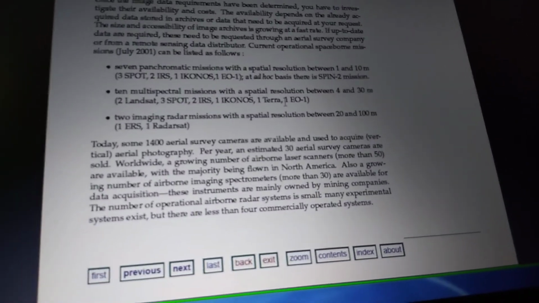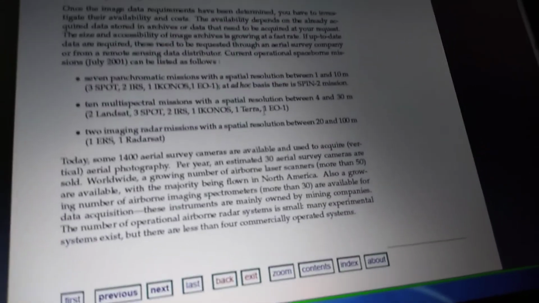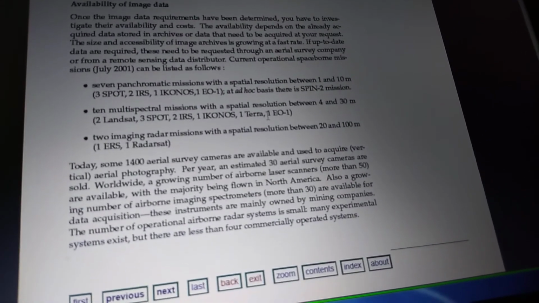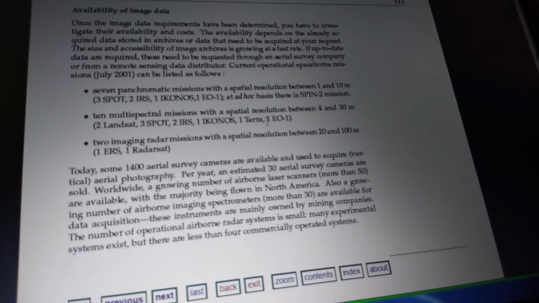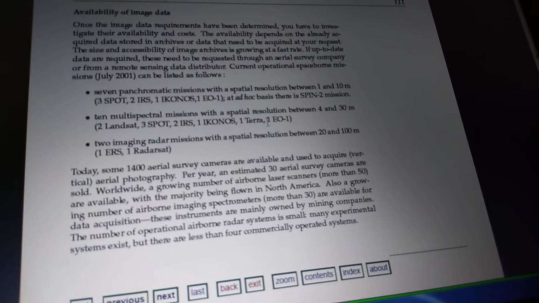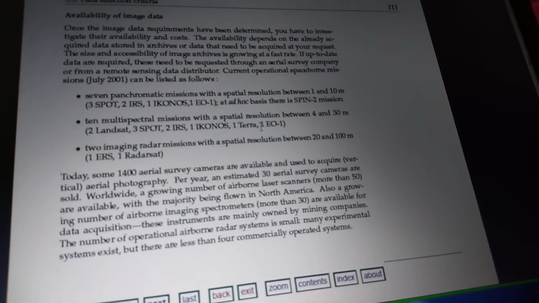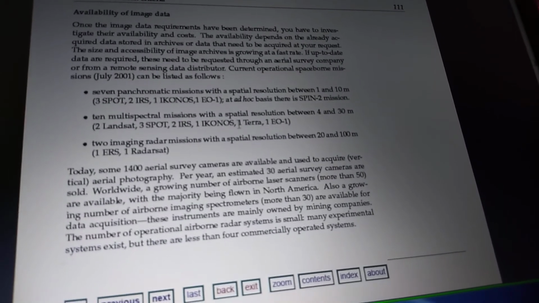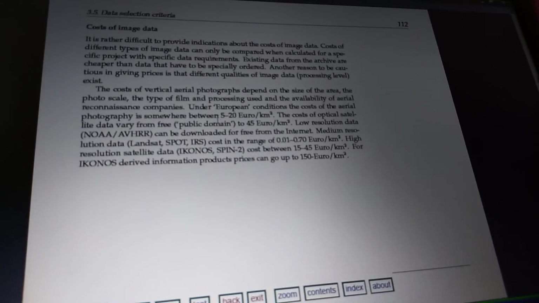Next, we are finding out the availability of the image data. Once the image data requirements have been determined, we have to investigate their availability and cost. So depending upon different parameters, for example panchromatic missions with a spatial resolution between 1 and 10 meters, we can find out the availability of the image data. Next one is the cost of image data.